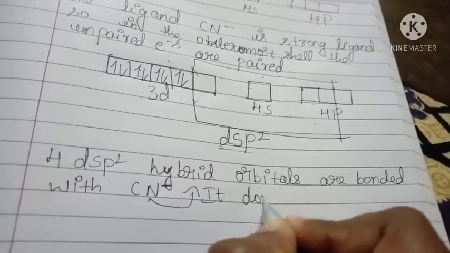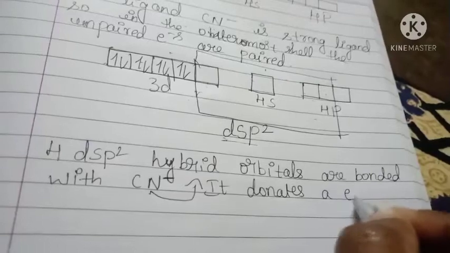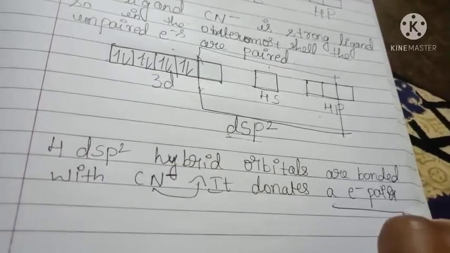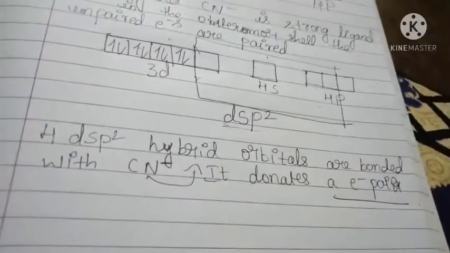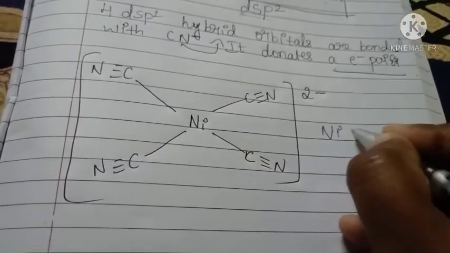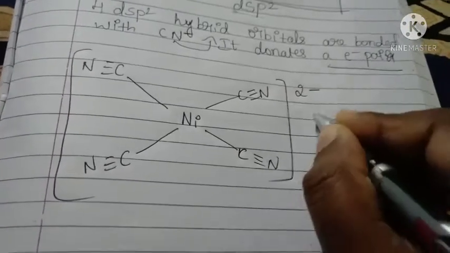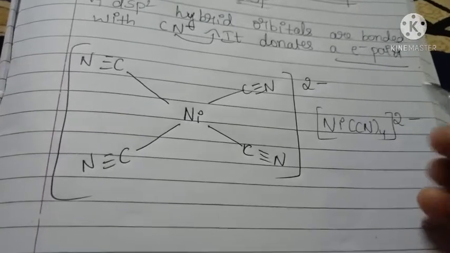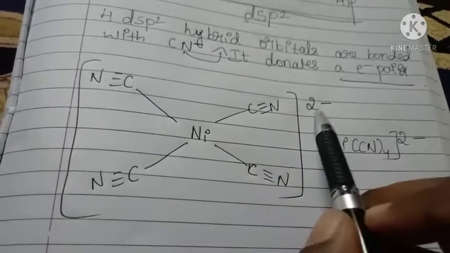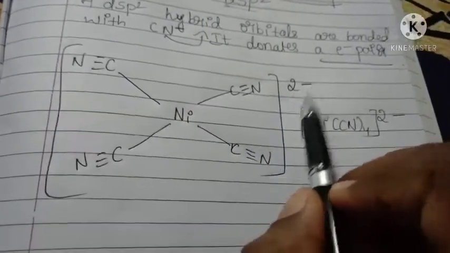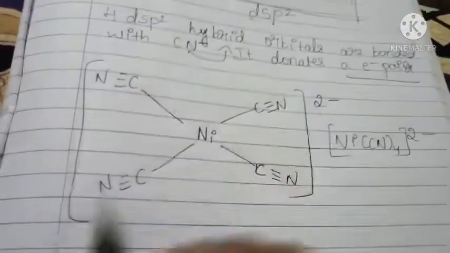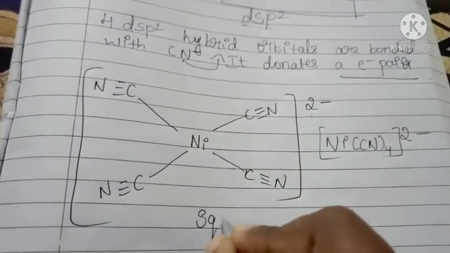It donates an electron pair, not a lone pair of electrons. Next we will move on to the shape of the complex. This is the shape of the complex Ni(CN)4 2 minus. Here this is the anionic species, it contains negative charge. If it gets positive charge, that is cationic species. If there are no charges, neutral species or neutral complexes. The shape of this complex is square planar.